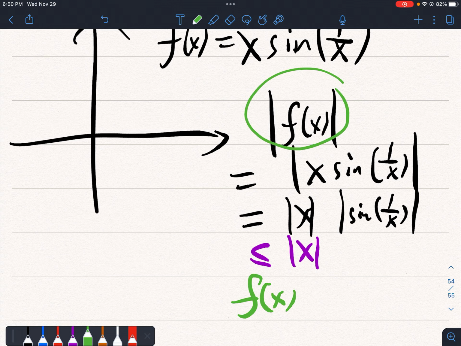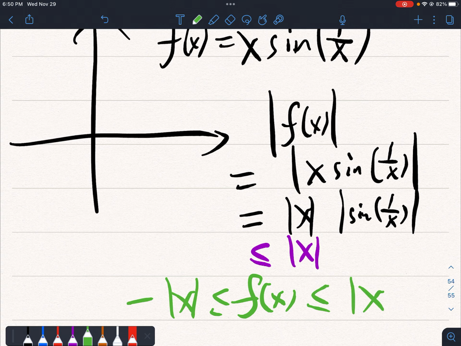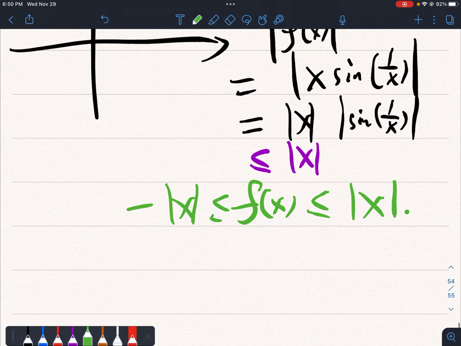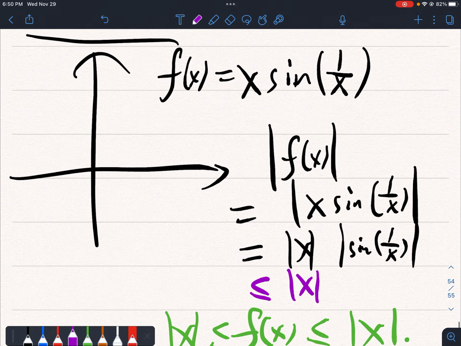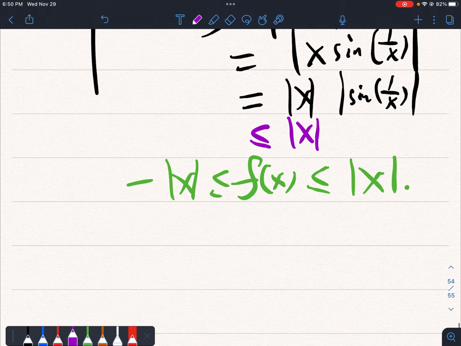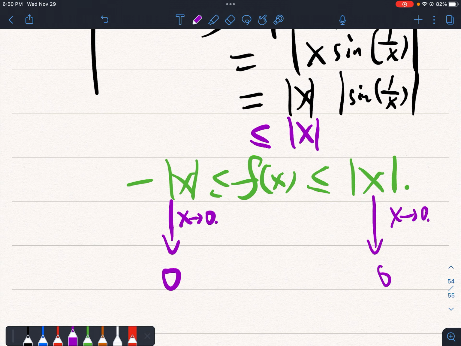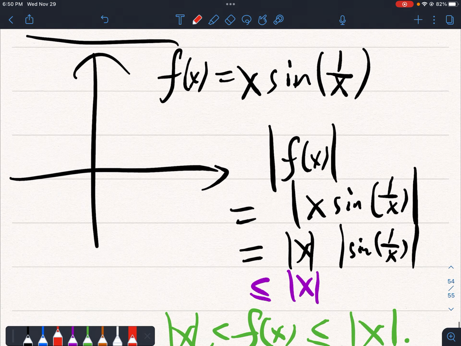Okay? So what does it mean? It means that f of x, if we remove this absolute value, will be bigger than or equal to minus the absolute value of x, and less than or equal to the absolute value of x. Okay? And now, if we want to take the limit as x approaches 0, you can see this will approach 0 when x approaches 0, right? And this will also approach 0. So by the squeeze theorem, this tells us that f of x must also approach 0.